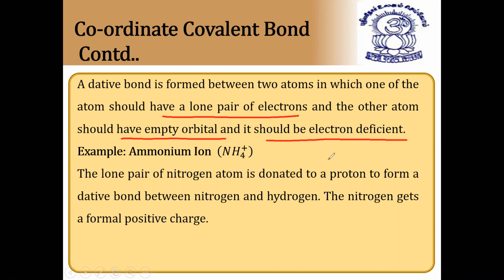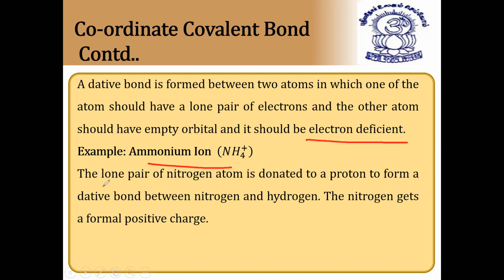Like in the case of BF3. After sharing, it has only 6 electrons in the valence shell because boron is having 3 electrons in the valence shell, and these 3 electrons are shared by 3 fluorines. So on the whole, after sharing, it is getting only 6 electrons. So it is incomplete octet, and they are called electron deficient. I hope this is clear.